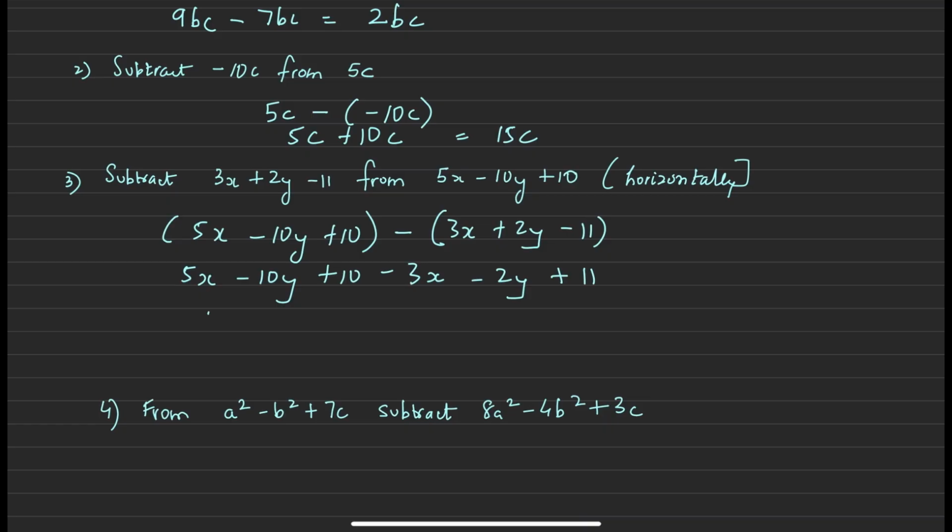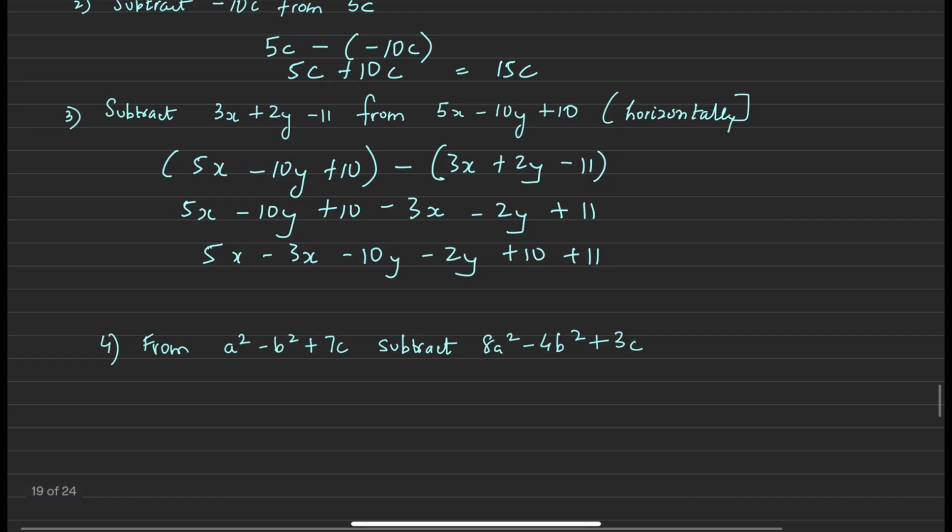Done. Bring the like terms together. 5x minus 3x minus 10y minus 2y plus 10 plus 11. 5x minus 3x is 2x, minus 10 minus 2 is minus 12y, and plus 10 and plus 11 is plus 21.